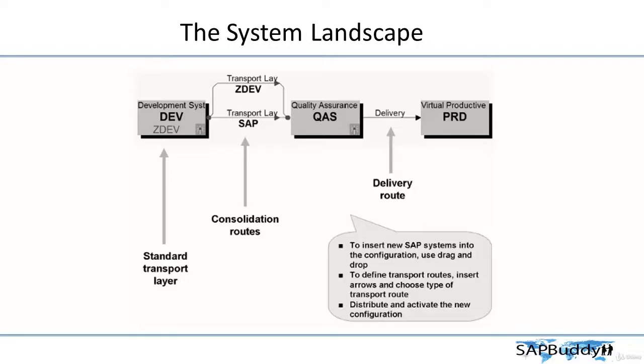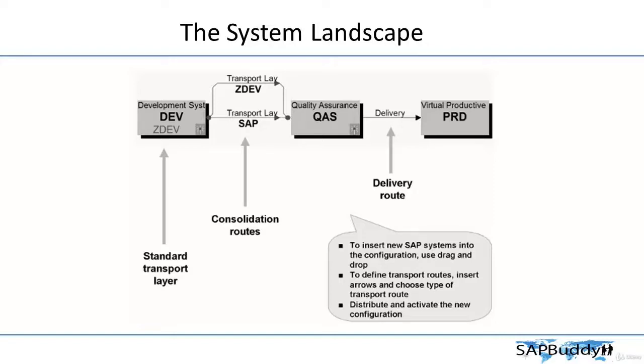Using this graphical interface, you can do the modification in the landscape. If, let's say, you want to insert additional systems or define new delivery routes, it is quite easy to configure in this particular graphical user interface.